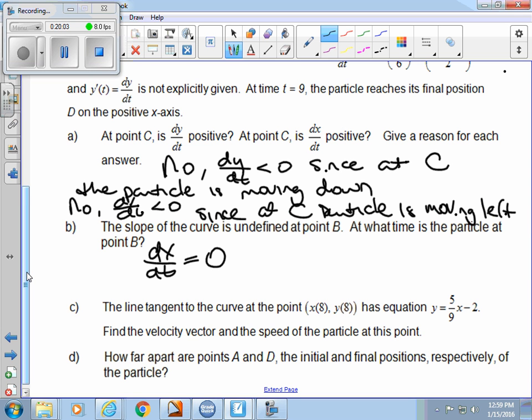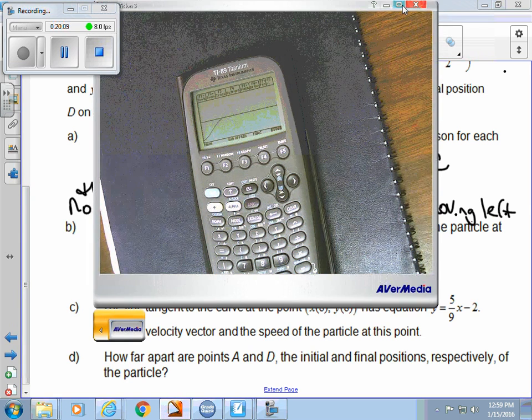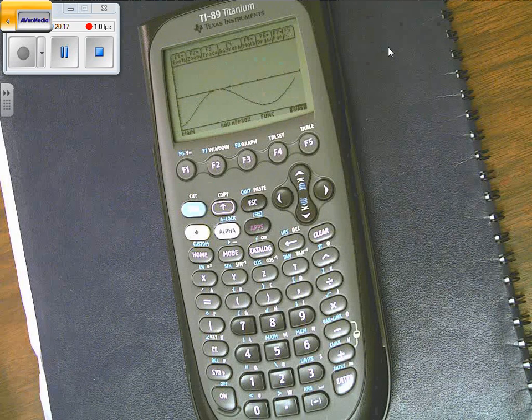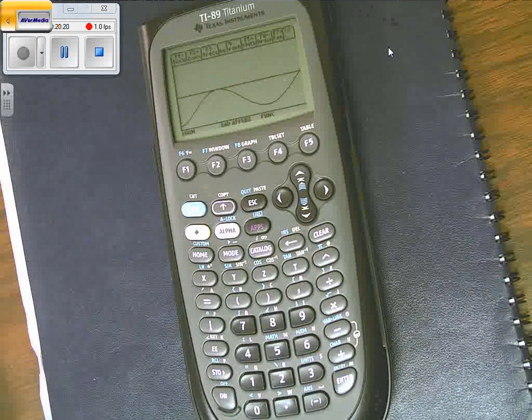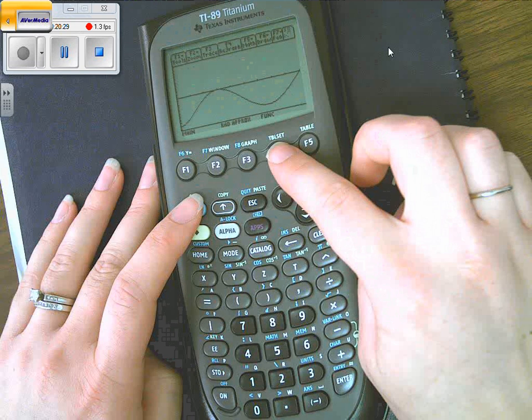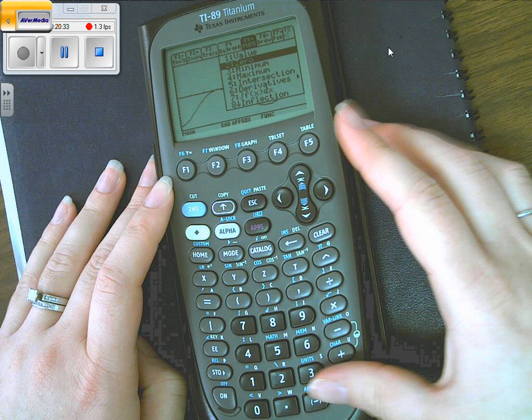So we can see that on the screen right now. Oh, yeah, sorry. I'll pull it up. I hid it because... Okay, so this is the graph from 0 to 9. I do want to know when it equals 0, correct? Everyone agree with that? So I'm going to go to F5, 0.